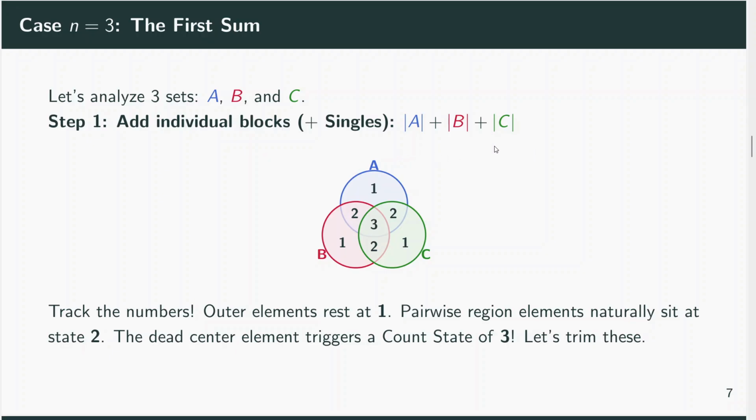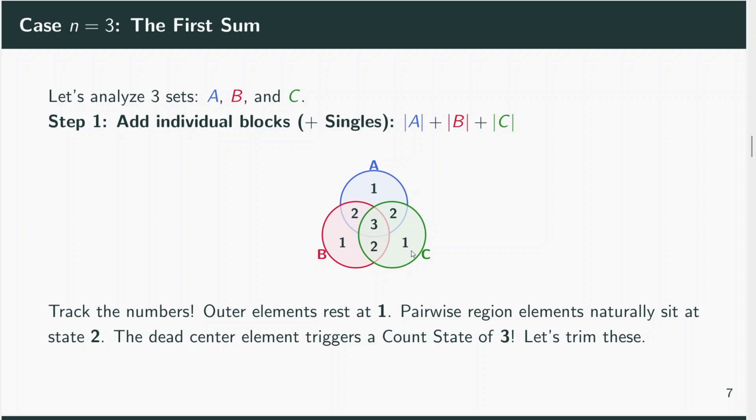The element that lives only in A gets counted when we add the size of A. It does not get counted for B or C. Its count state is 1. Fine. The element that lives only in B, count state 1. The element that lives only in C, count state 1. All 3 outer-only elements are sitting safely at 1.